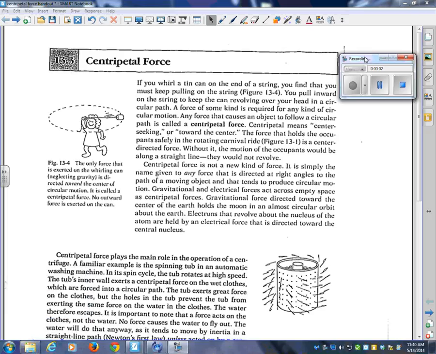All right, so centripetal force. This looks at some of the things we talked about yesterday in that quiz, so it's going to explain them a little bit better.